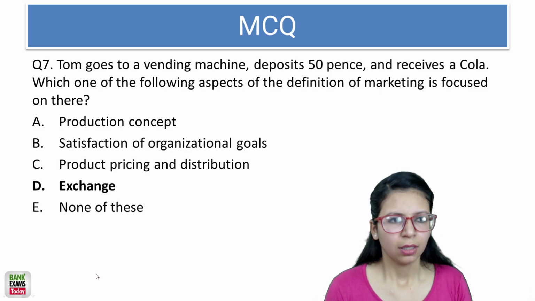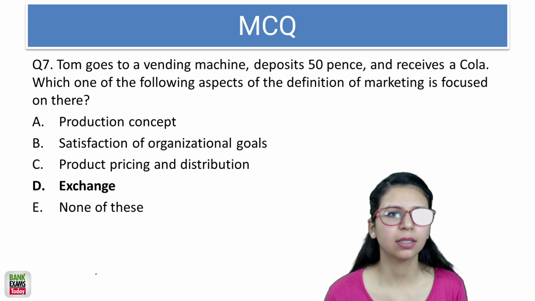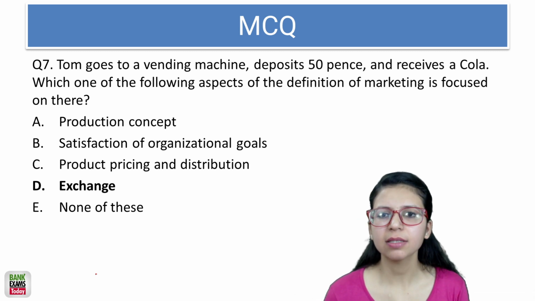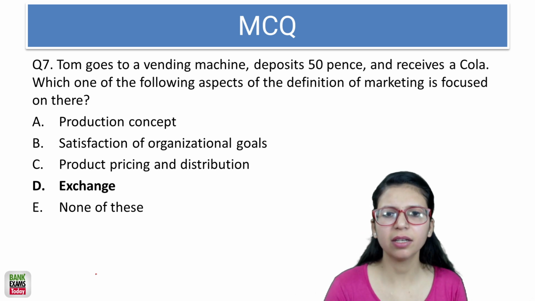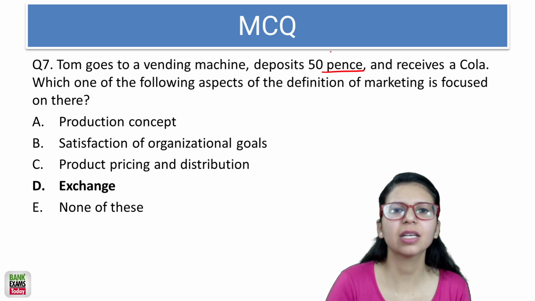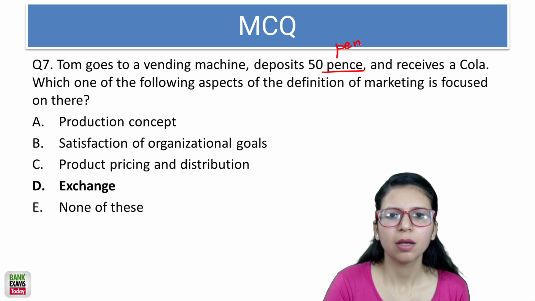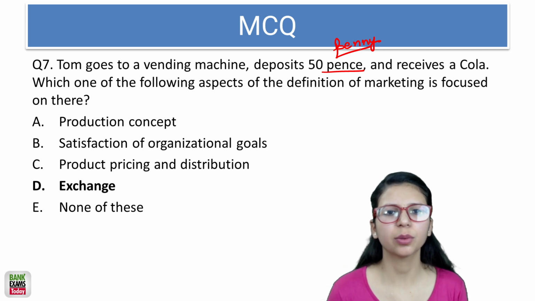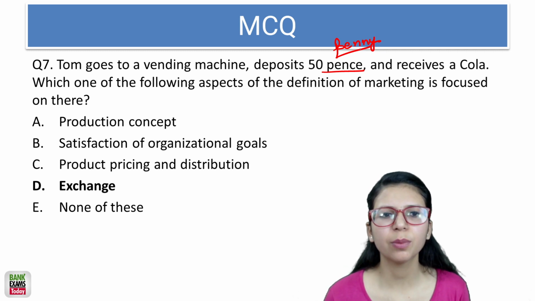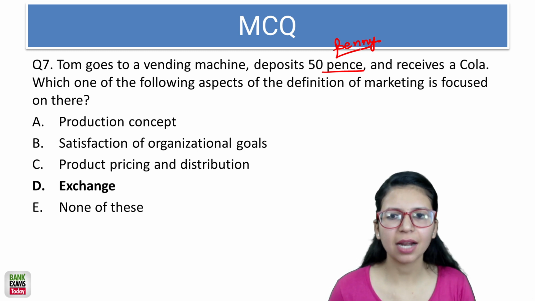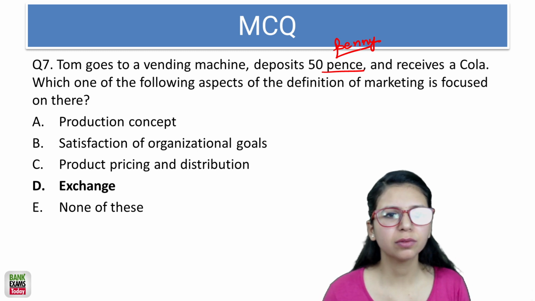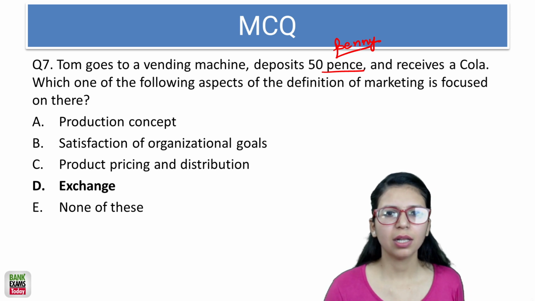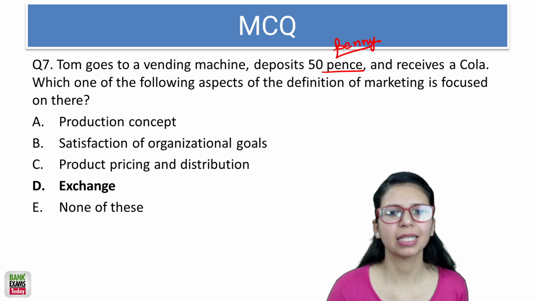Now the seventh question is: Tom goes to a vending machine, deposits 50 pence and receives a cola. Here, pence is basically the plural form of penny. Penny is like rupees, you can take that. It's a currency. So Tom goes to a vending machine, deposits 50 pence and receives a cola. Which one of the following aspects of the definition of marketing is focused on here? Which definition of marketing is focused on here?